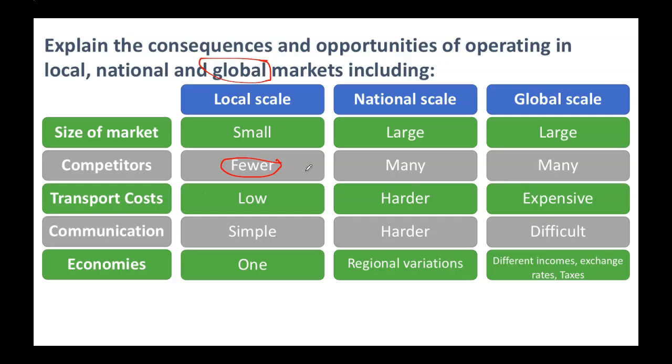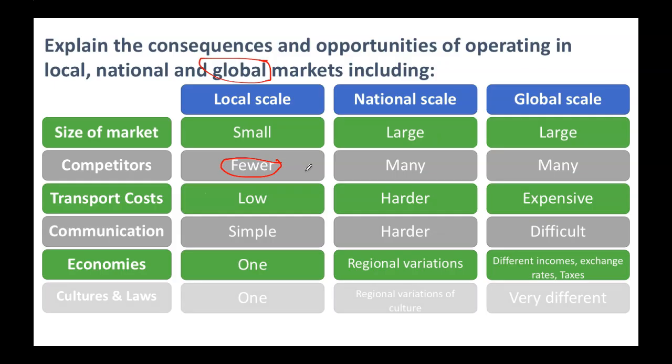Economies: local scale is just one local area, so you don't really need to think about that. Nationally, there are regional variations. Think about the NISA little supermarkets. They're going to maybe have slightly different products that sell better in some areas than others. I'm just thinking about people living in the south maybe having different tastes to people living in the northwest. Global scale, everything's going to differ. The different incomes and the exchange rate changes as well can make importing and exporting more or less favourable.